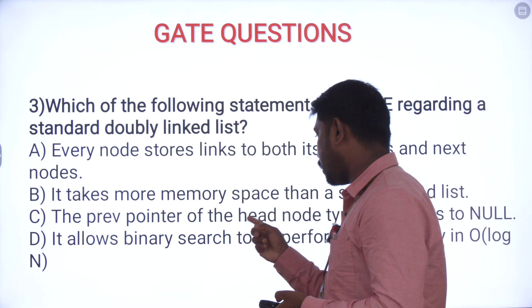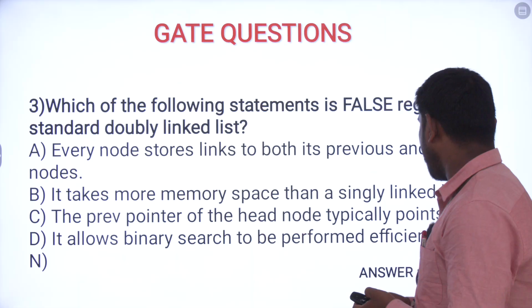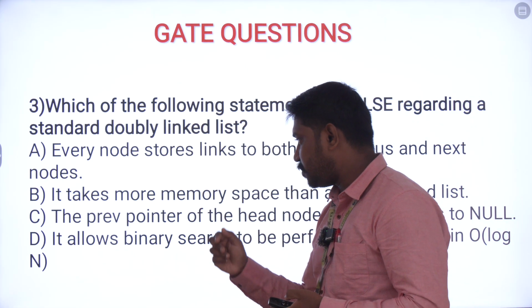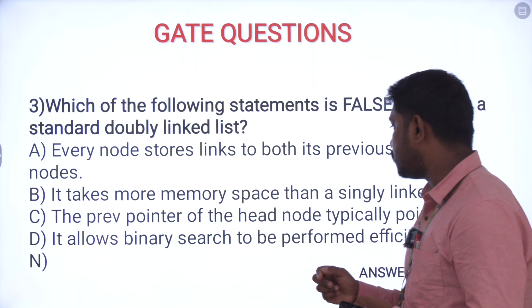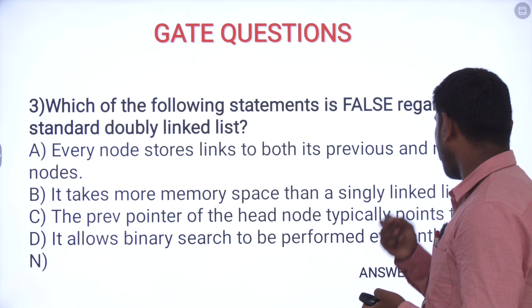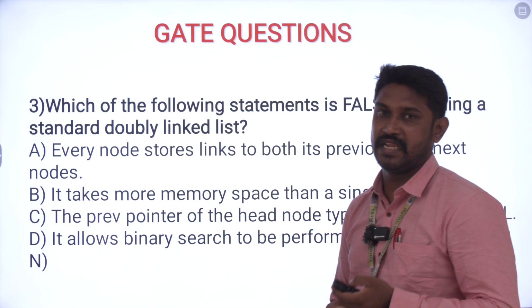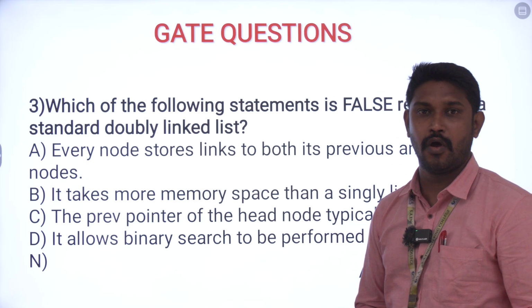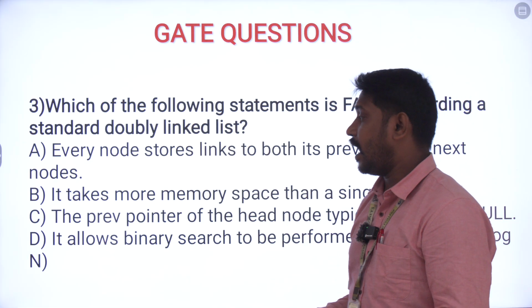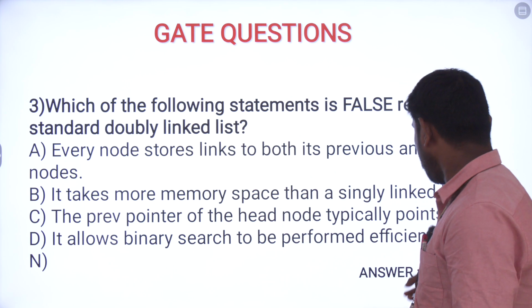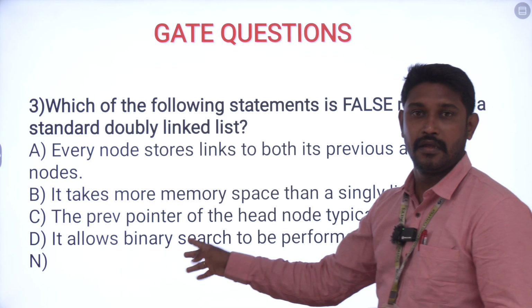Then, the previous pointer of the head node typically points to null. Yes, it is true. Then the last option is, it allows binary search to be performed effectively in O(log n). O(log n) comes from mathematical calculation, but this concept will not be implemented in a doubly linked list. So I think option D is the wrong one. We'll check with the option. The answer is D. So D is the wrong one.